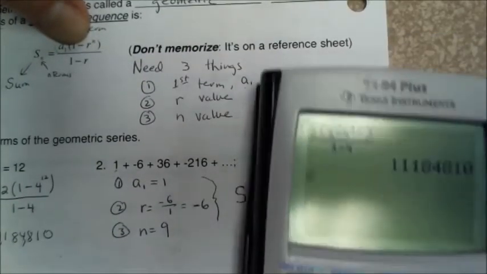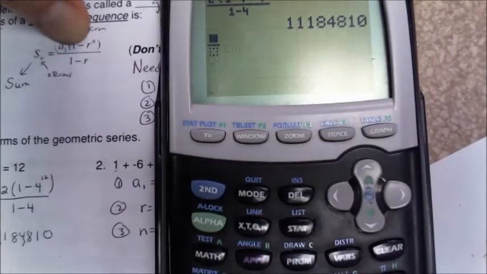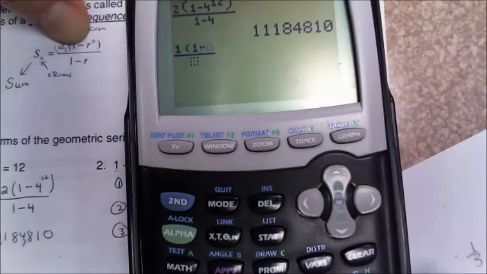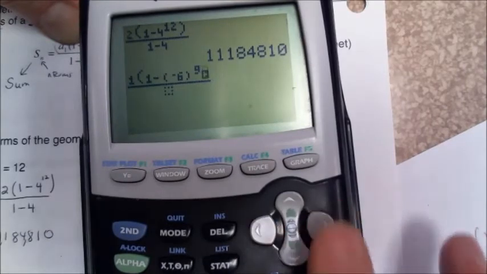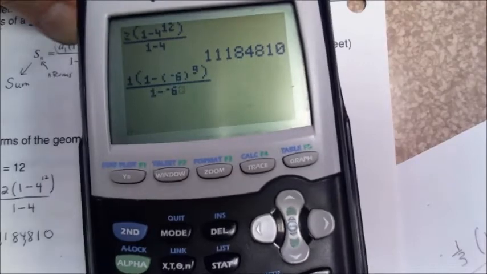So let's do the alpha y equals option 1. 1 times 1 minus -6 raised to the 9th power, all divided by 1 minus -6.